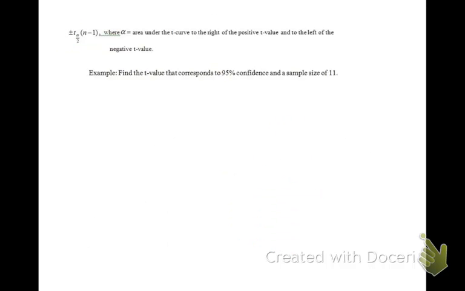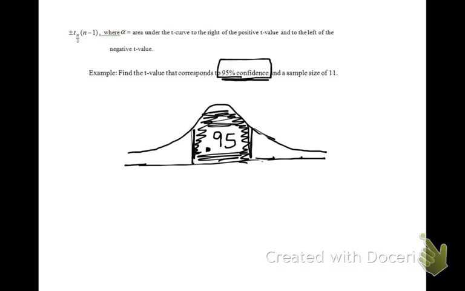In the last case, I want you to find a t-value that corresponds to 95% confidence with a sample size of 11. When you see the word confidence, what you need to picture is 95% in the central area. What I'm building up to is how to create confidence intervals. So it's going to say something like form the 95% confidence interval or 90% confidence interval. So confidence means the center area is that number.